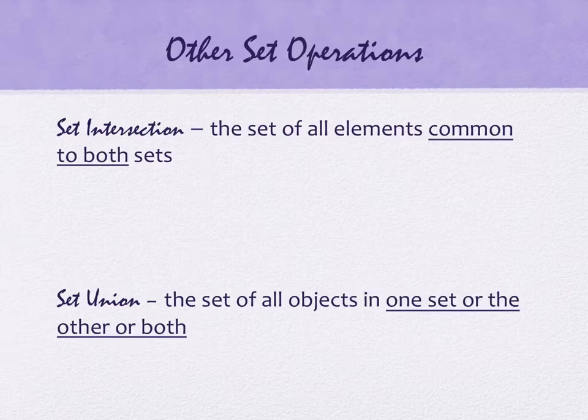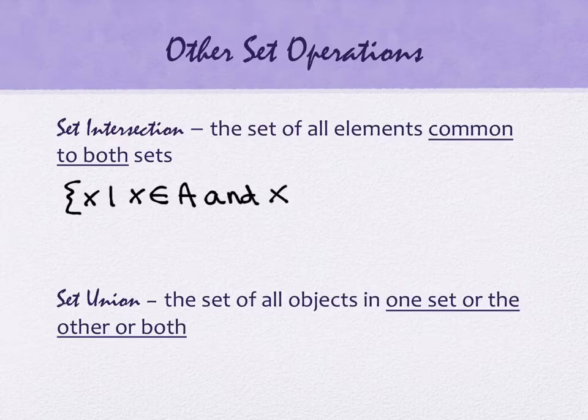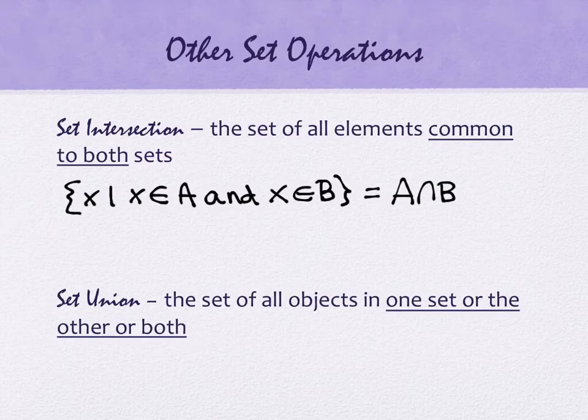So a set intersection, just using some of the notation that we're learning, is the set of all x such that x is in A and x is in B. And the way that we notate that is we have an A and we have a B, and it's an upside down U. Kind of looks like an N for intersection between the two. Okay, what they have in common.